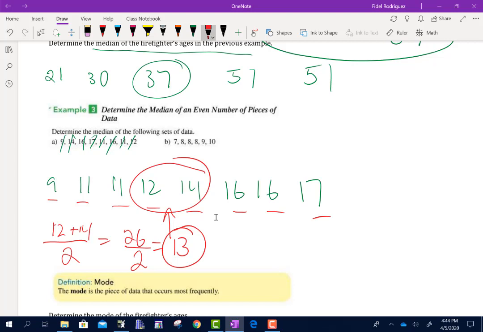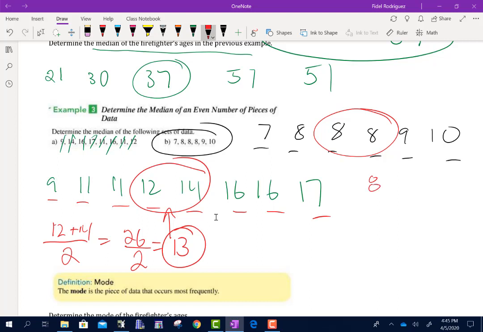All right, let's do the same thing for part B. So here are my numbers in part B. If you notice, our numbers are already in order, right? 7, 8, 8, 8, 8, 9, 10. So we have, again, 1, 2, 3, 4, 5, 6. So we're going to find the average of the middle two. 8 plus 8 divided by 2, 16 divided by 2. The median is still 8 here, okay? So if we have an even number of values, we put them in order again, smallest to biggest, and then find the average of the two in the middle.